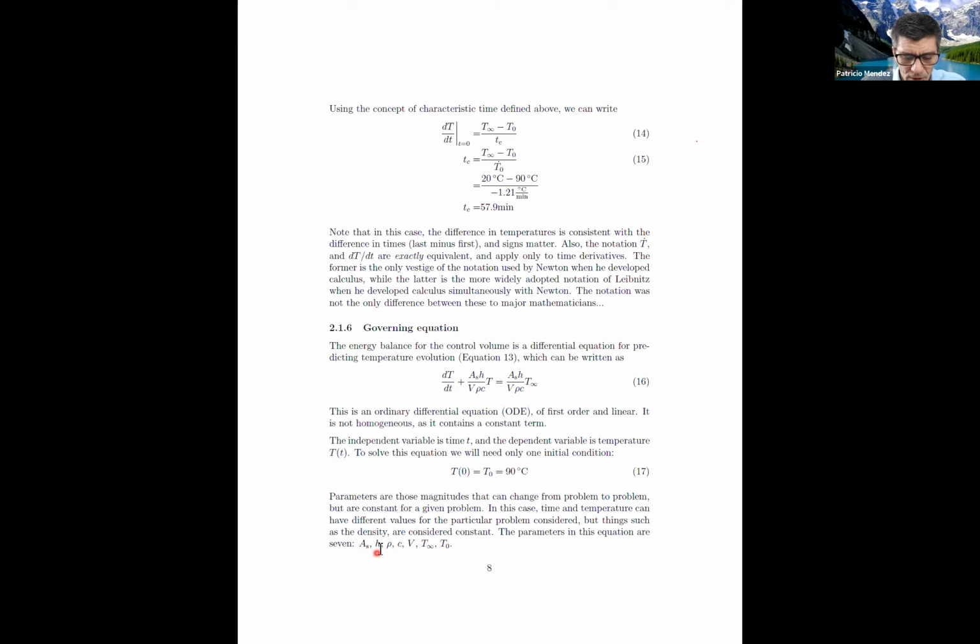Same with the convection coefficient h. In this case, we assume it is constant. It does not depend on the temperature and does not depend on time. Parameters: density of the sphere, specific heat, volume of the sphere, the temperature of the fluid outside, the initial temperature of the sphere. All these things are numbers that do not change with time or temperature. And these are the parameters of the problem.